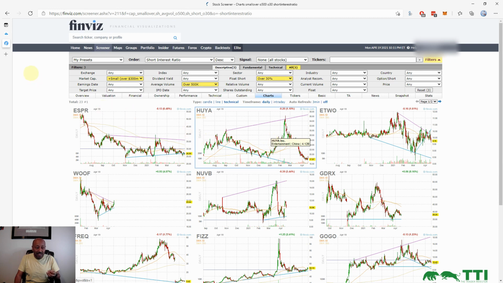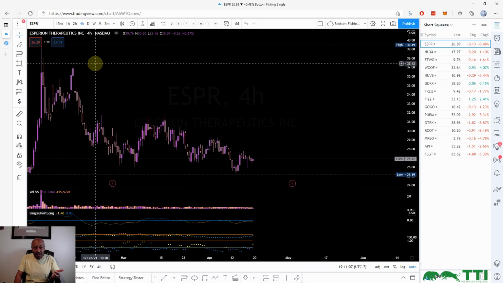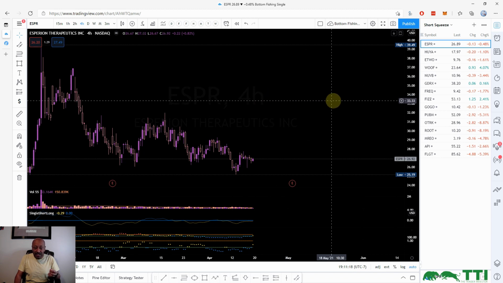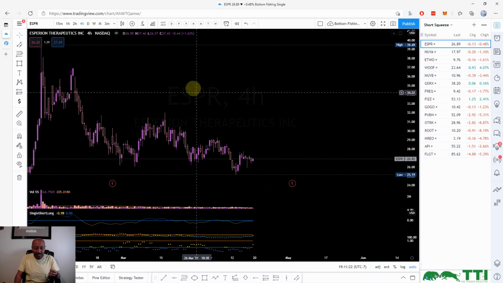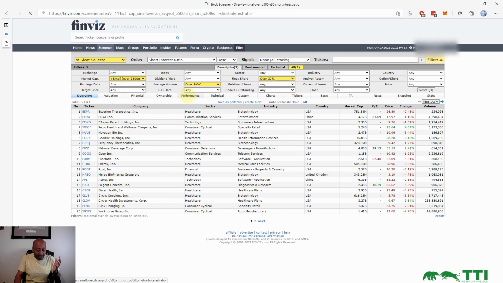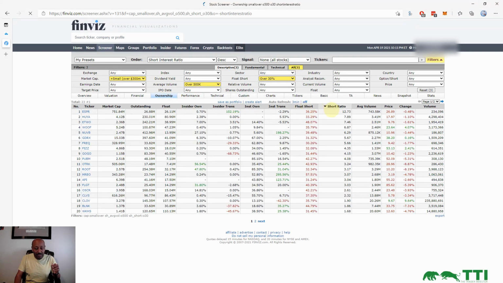So what I prefer is to go back to my trading platform, and for me my favorite is TradingView, and I also use Thinkorswim. What I do then is in TradingView I have created the short squeeze watch list, and what I have done is I have just taken the top 15 based on my short ratio criteria, and that's all I'm interested in.